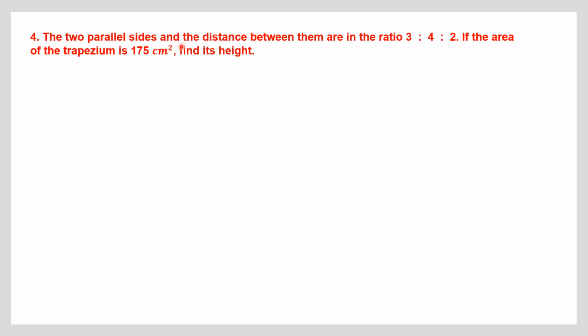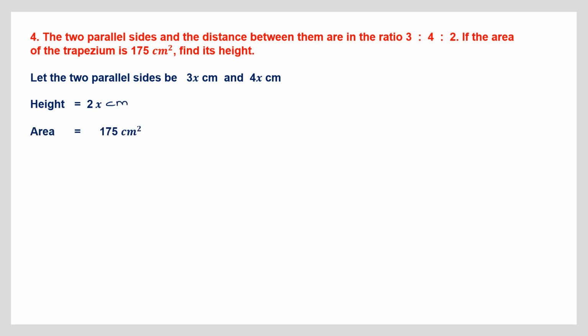Question 3. The two parallel sides and the distance between them are in the ratio 3:4:2. If the area of a trapezium is 175 centimeters square, find its height. So here we are talking about a trapezium, and here 3:4 is the two parallel sides ratio and 2 is the distance. So the two parallel sides and the distance between the two parallel sides are in this ratio. So let's consider the two parallel sides to be the first two, that is 3x and 4x centimeters, and the height, let it be 2x centimeters. Remember, distance is the same as height.